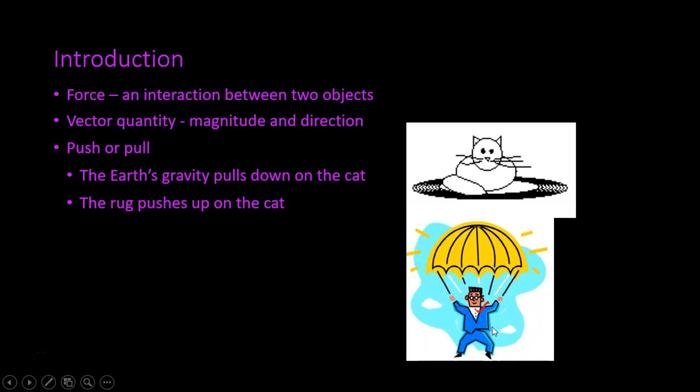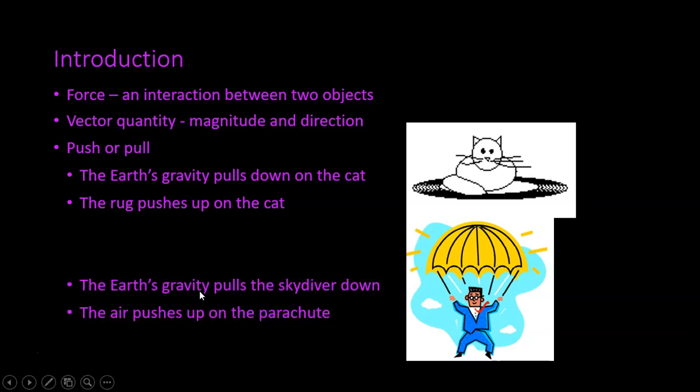Here we have a skydiver, and we've got two forces acting in this picture. The first one is the force of gravity pulling down on the skydiver, and that's an interaction between the earth, because it's the earth's gravity, and the other object is the skydiver. There's also a force acting to slow down the skydiver, and that is the interaction between the air and the parachute, and the air is pushing up on the parachute.